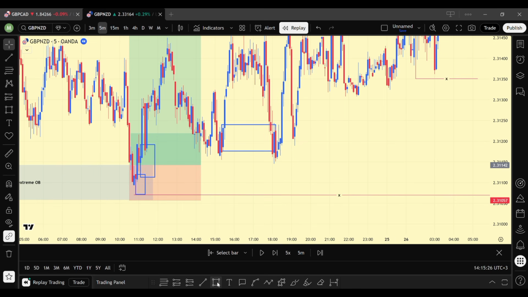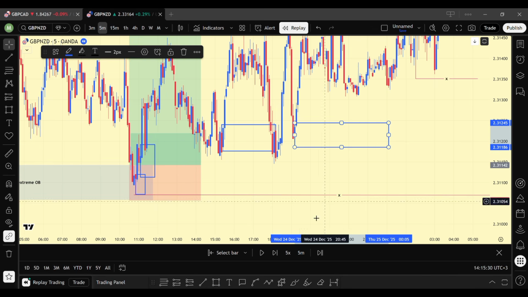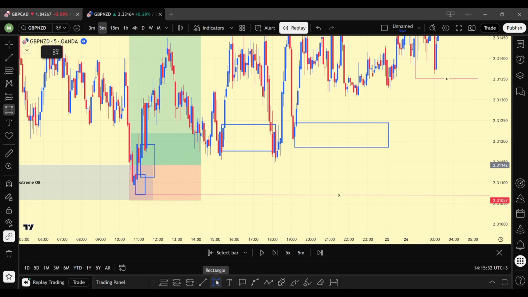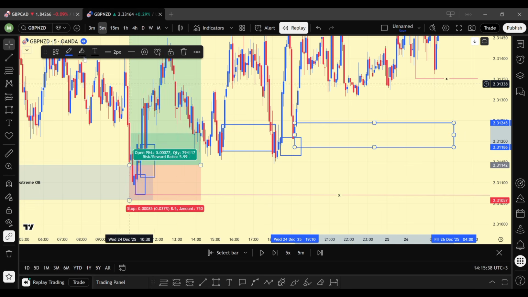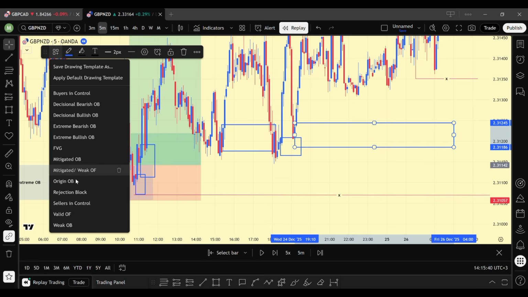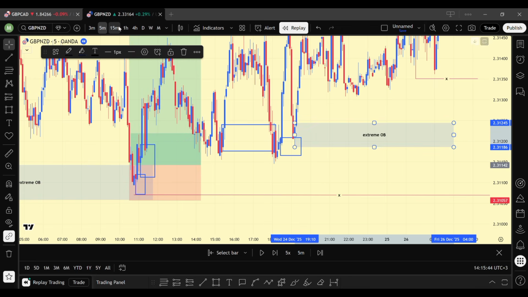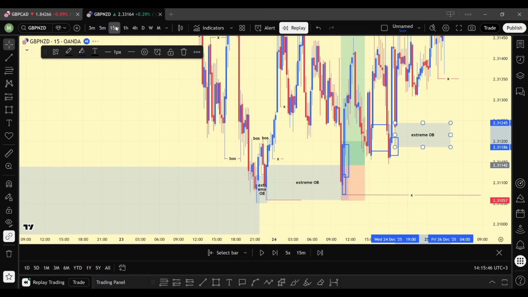Okay, so the one that is left unmitigated is this one here, because we can clearly see that this one here too, it's mitigated. This one, it is also mitigated. So the one that is left unmitigated is this one, and that's our extreme order block. So I'll be using this extreme bullish OB. So let's get back to the M15.